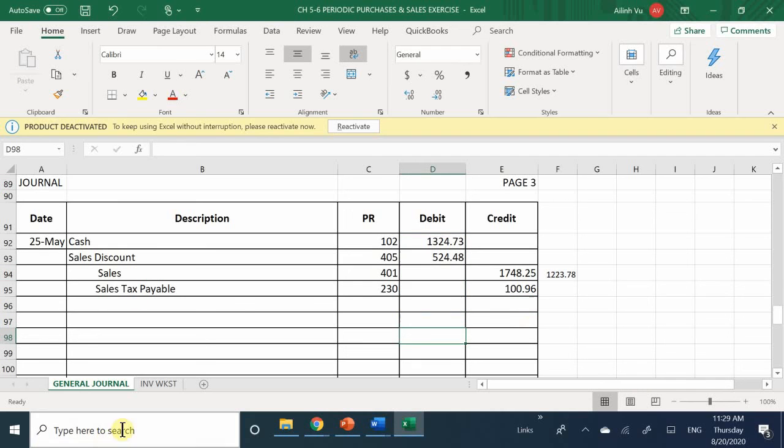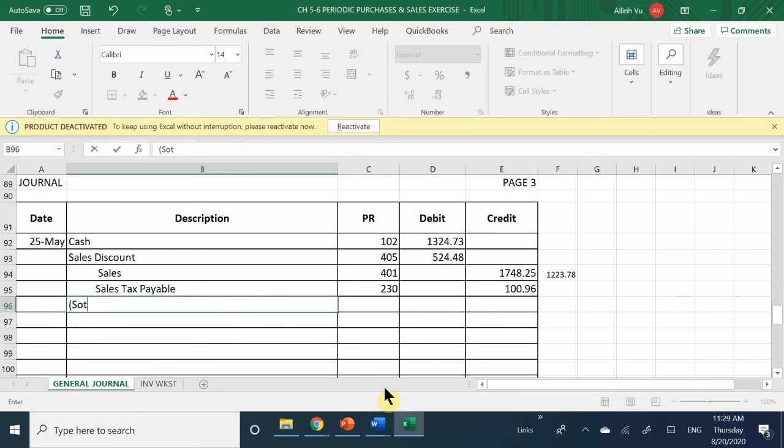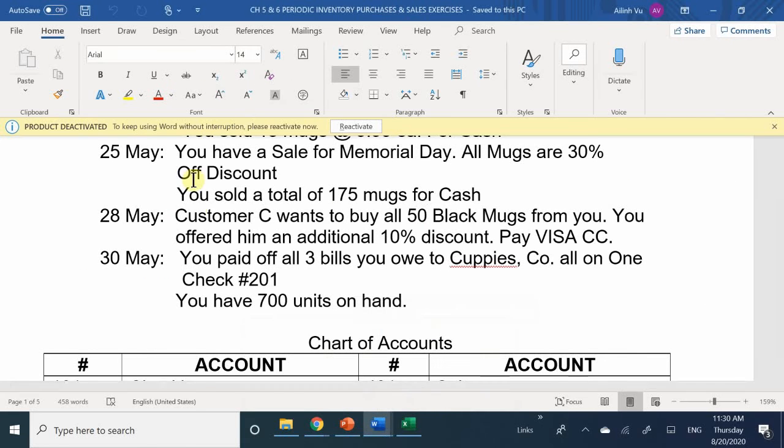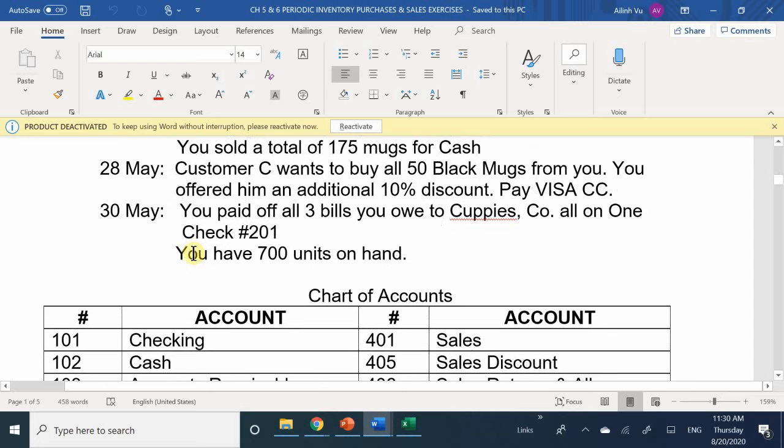Good. Now I'm going to go ahead and indicate here, Store, I'm going to write Memorial Day sale, 30% discount. All right, let me see if we're still good on time. All right, it's 11:30. We have only a couple transactions left. So let's go ahead and continue on because you only have 2 more transactions.